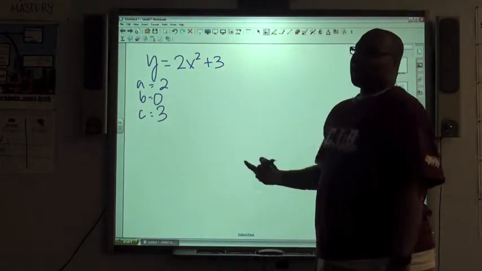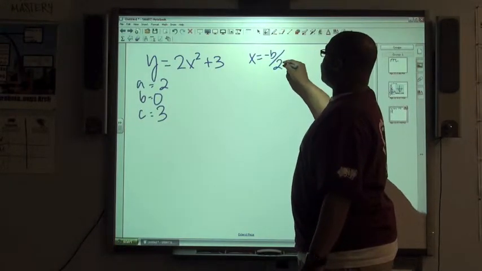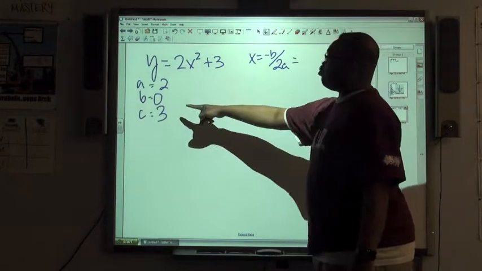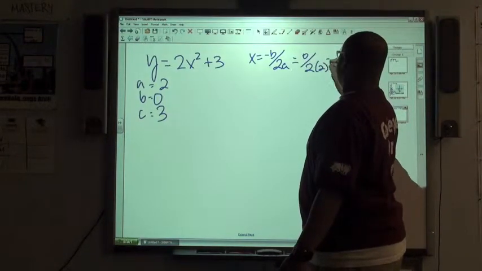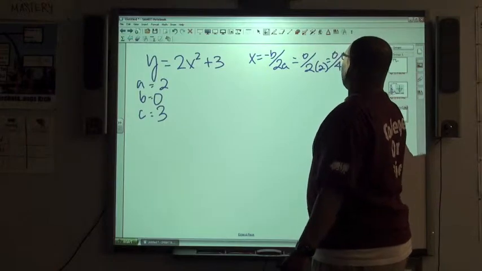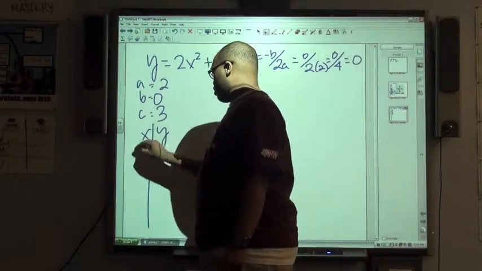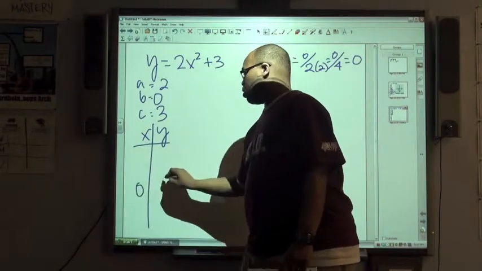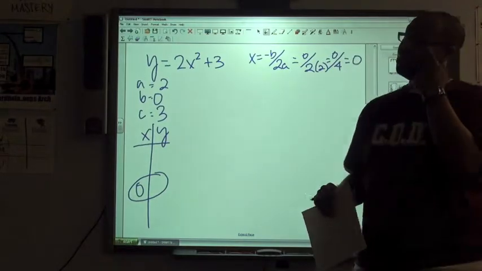And so now I'm going to find the axis of symmetry. X equals negative b divided by 2 times a. Negative b is 0 divided by 2 times 2. 0 divided by 4 is 0. So I'm going to create my table. And so I have 0 in the middle as the x value of my vertex in my axis of symmetry.